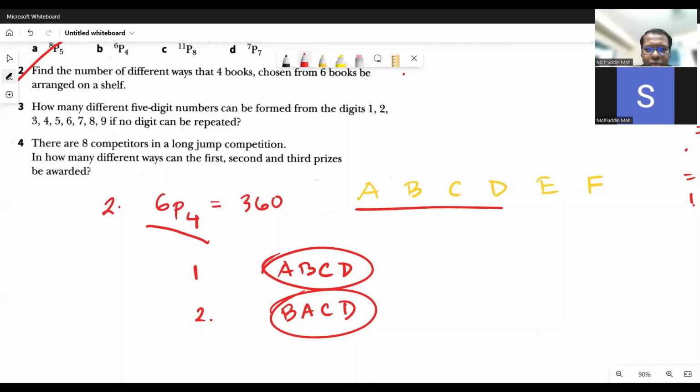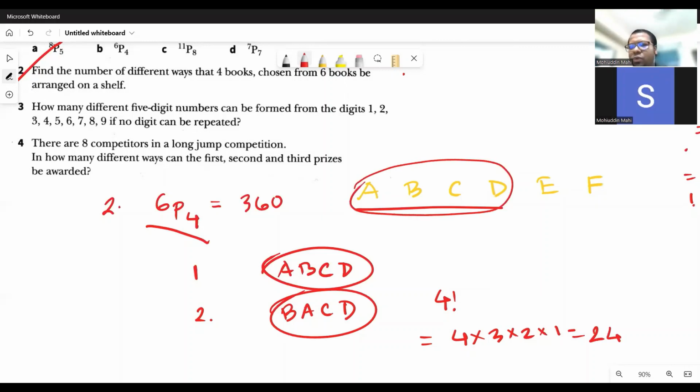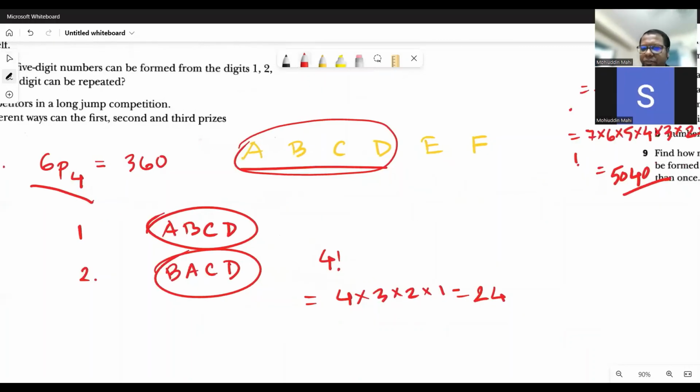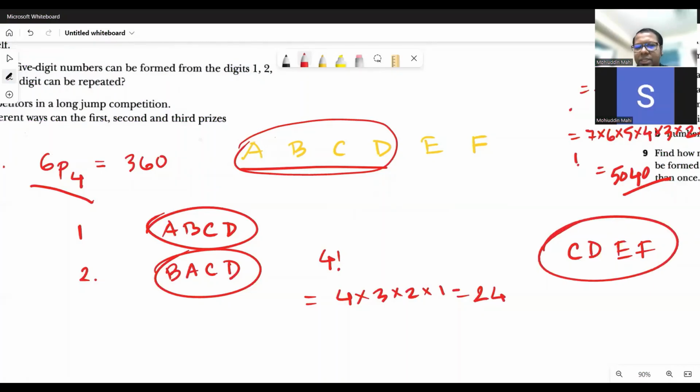You can make 4 factorial arrangements. That means 4 into 3 into 2 into 1, 24 arrangements just by using books A, B, C, D from the 6 books. And again, if you pick books C, D, E, F, that's a different arrangement. And here also you can make 4 factorial arrangements. So in this way, the number is going to be huge. The actual answer is 360. So there are plenty of options. By picking only 4 books from the 6 books, there are 360 different ways in which you can arrange them.